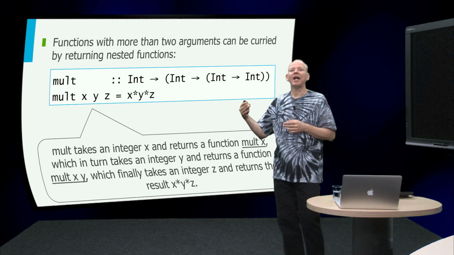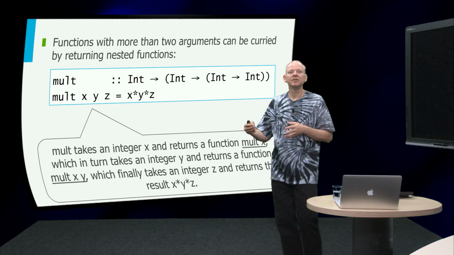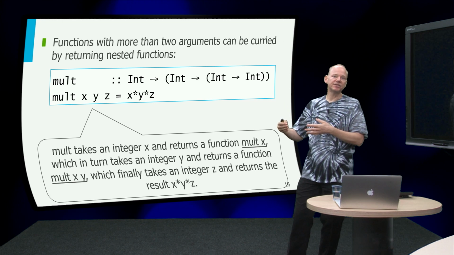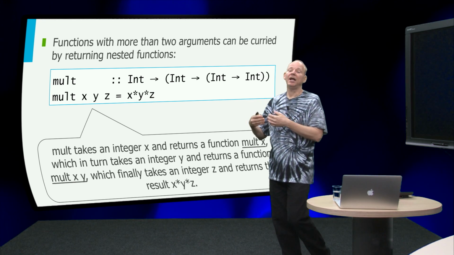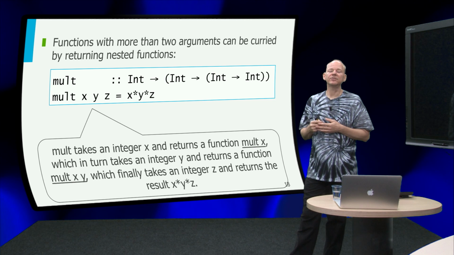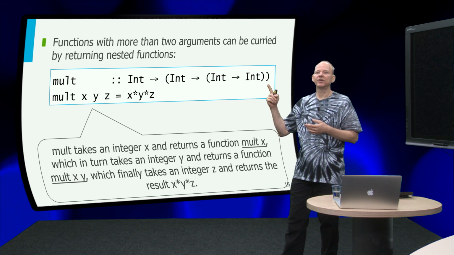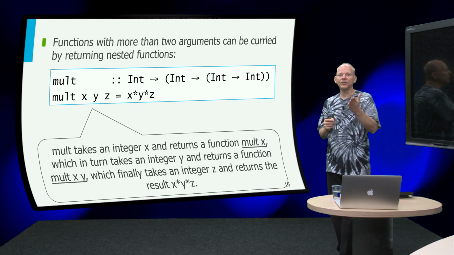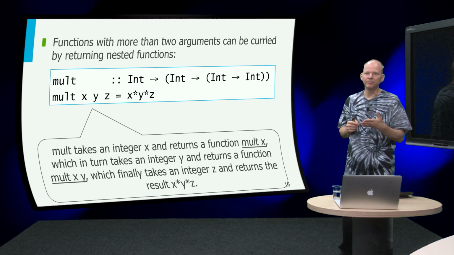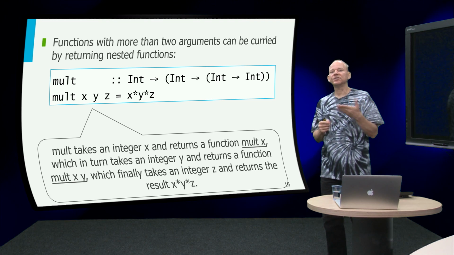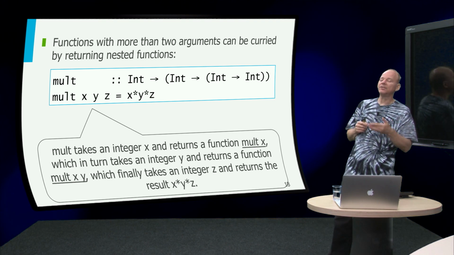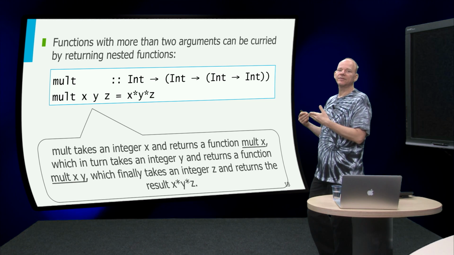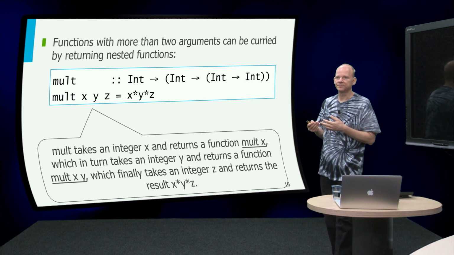So mult x returns a function that takes another argument, y, and then it returns a function that takes another argument, z, and then when you have all these three arguments, you can multiply them to return the final int. Okay? So mult takes an integer, returns a function, mult x, that takes an integer y, that returns a new function, mult x y, that takes an integer z, and returns the result x times y times z.